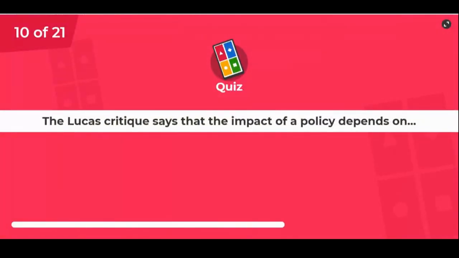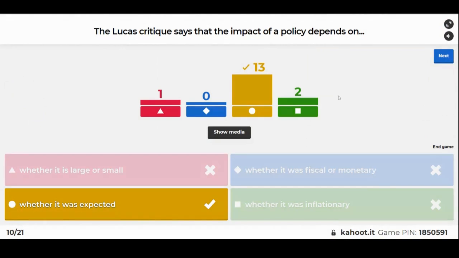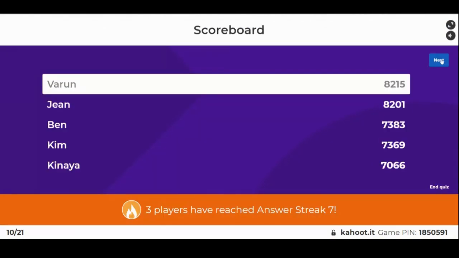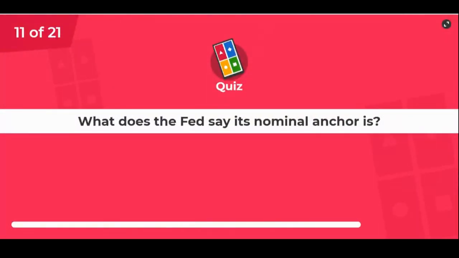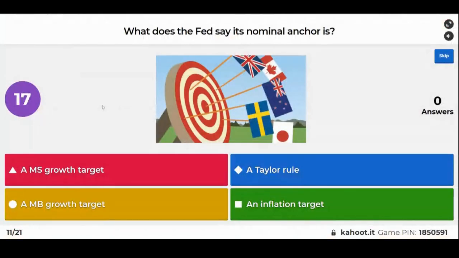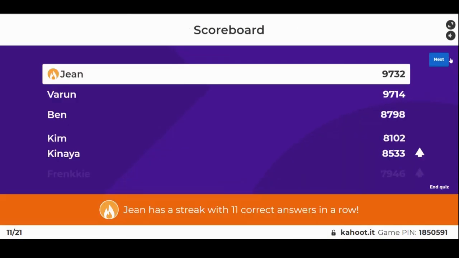The Lucas critique says the impact of policy depends on what? Whether it was expected, exactly. Very good. What does the Fed say its nominal anchor is? Is it following inflation targets, monetary base targets, money supply targets, or Taylor rule? It's inflation targets. That's right. Very good.